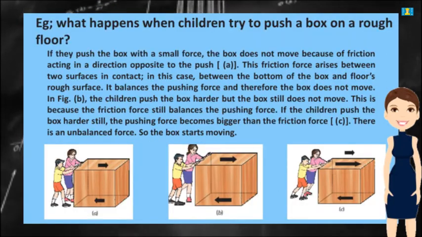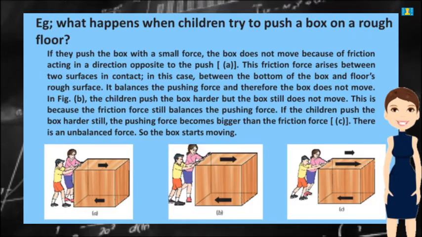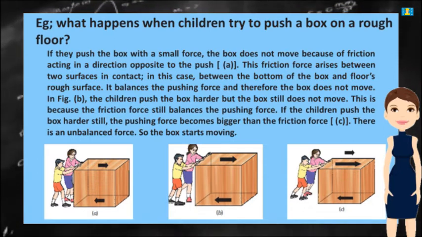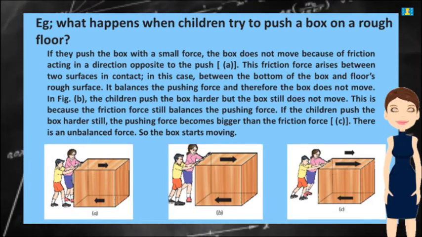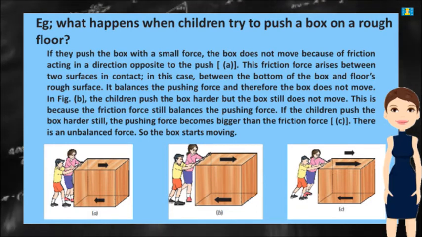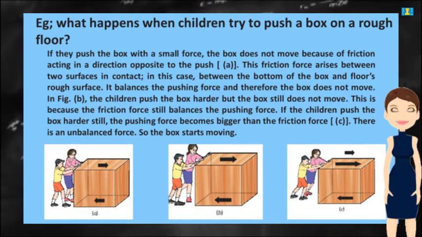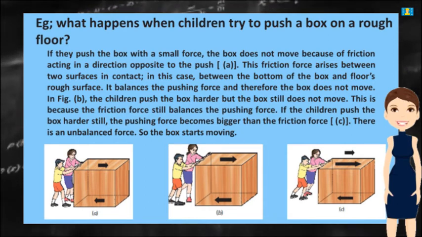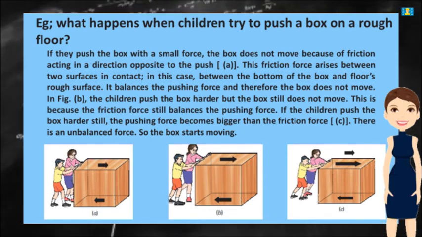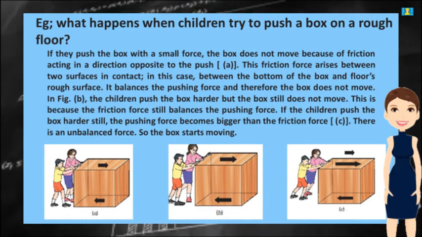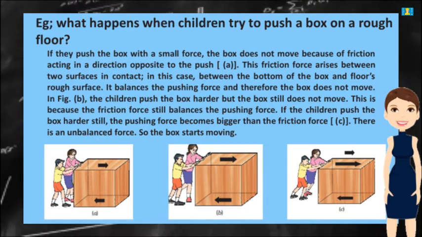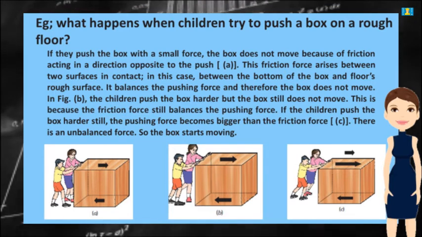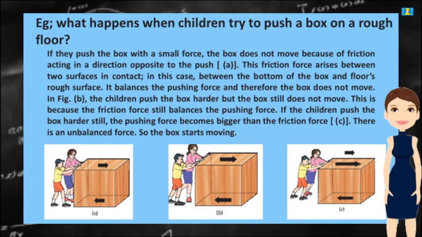Example, what happens when children try to push a box on a rough floor? If they push the box with a small force, the box does not move because of friction acting in a direction opposite to the push. This friction force arises between two surfaces in contact, in this case between the bottom of the box and the floor's rough surface. It balances the pushing force and therefore the box does not move.